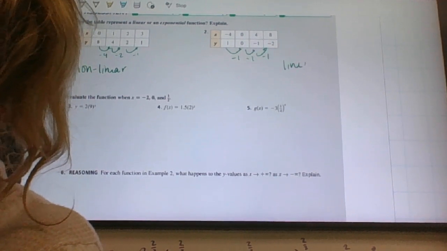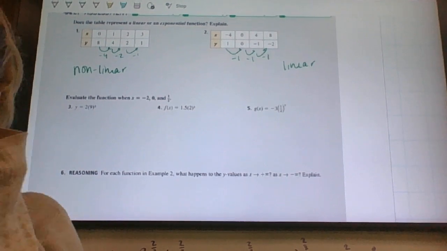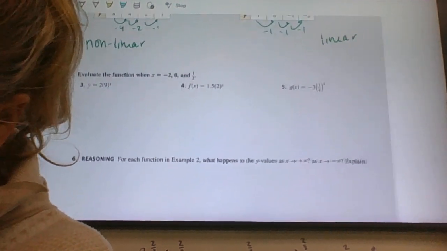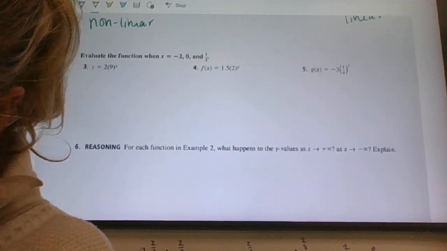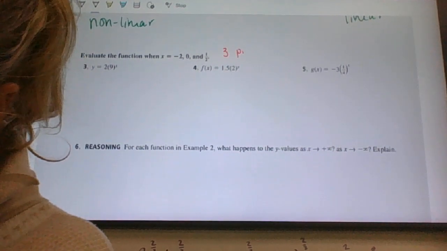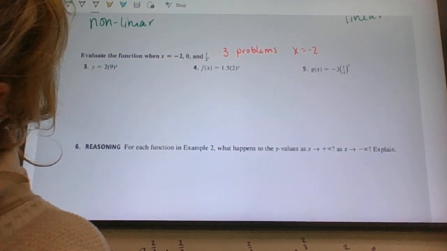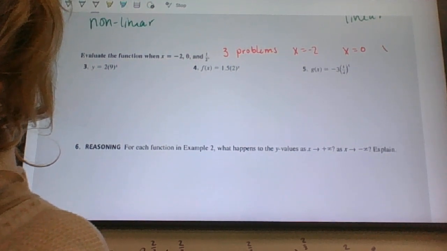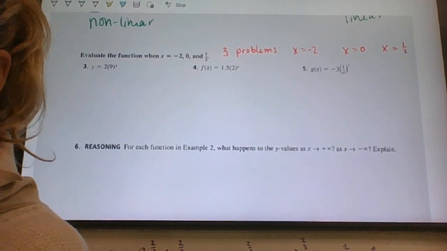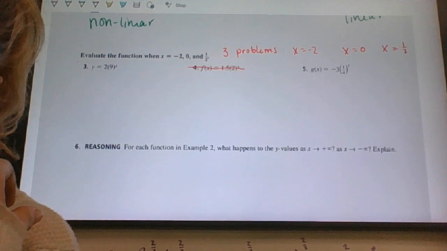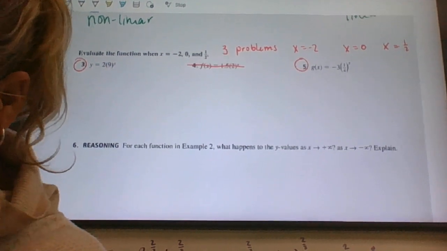That's linear. This one's linear 'cause it's going down by one each time. Alright, this one says evaluate. So this is actually 3 problems. X is -2, X is 0, X is 1/2. You have to do each one 3 times. Let's skip 4. Let's just do 3 and 5, okay?